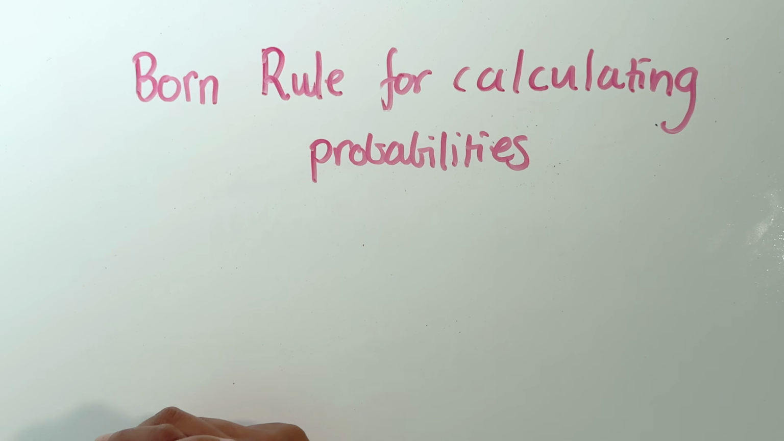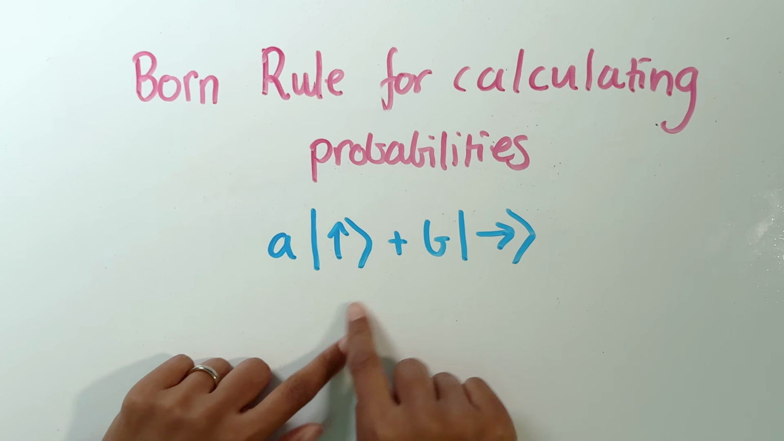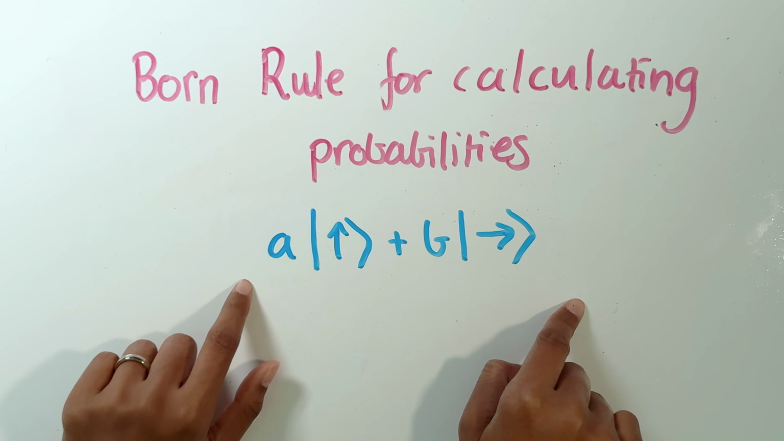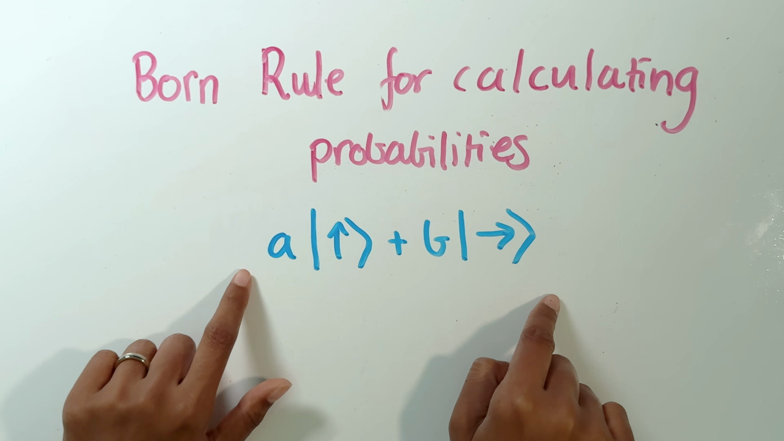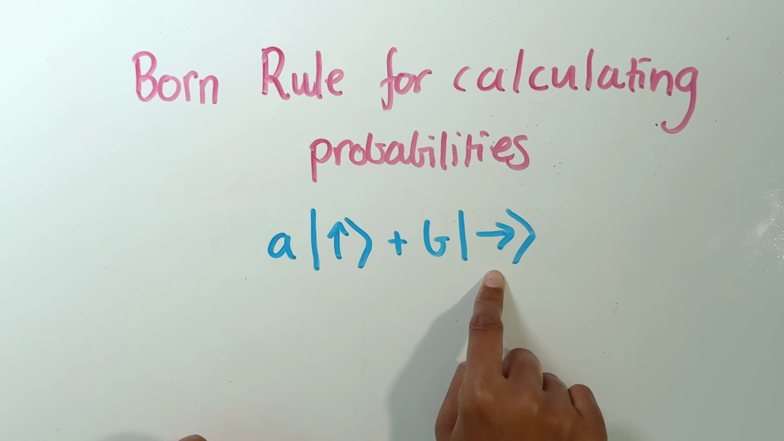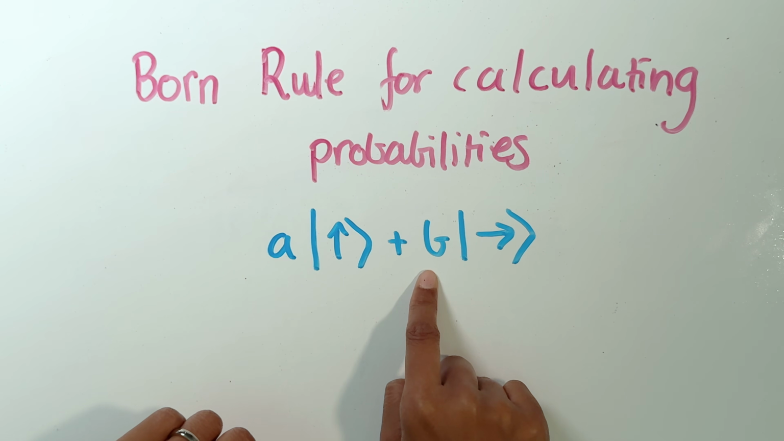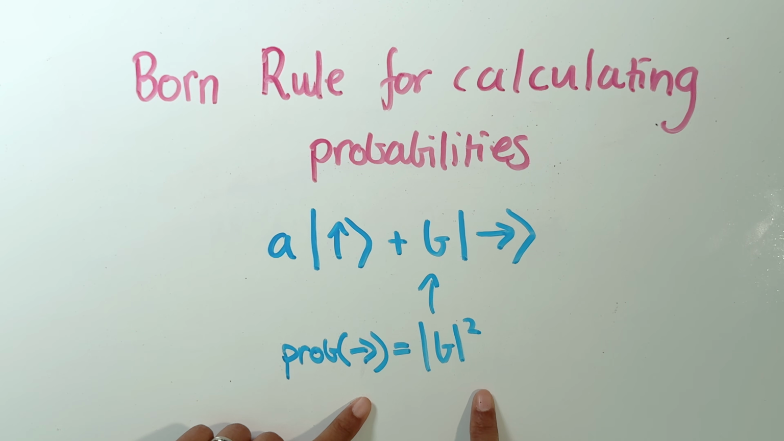Alright, so let's go on to the second rule of quantum mechanics, which is called the Born rule, and it's for calculating probabilities. Here's how you do it. For a single particle, if I wanted to find the probability that it is going to be horizontal, then I look at that coefficient and I take the mod squared of it.